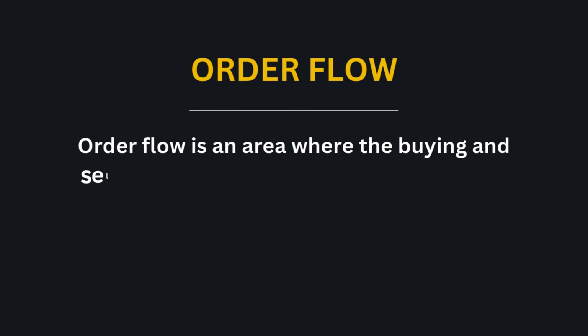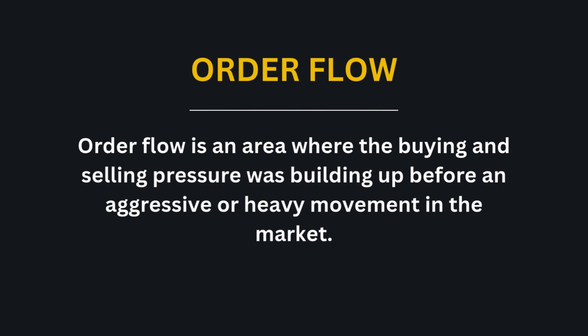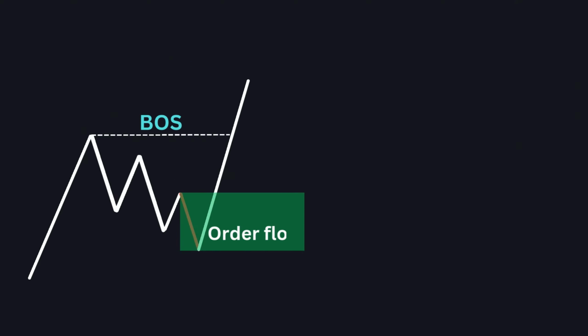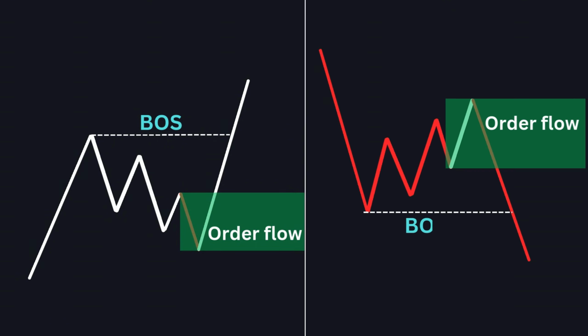Next we have the order flows. Order flow is an area where the buying or selling pressure was building up before an aggressive movement in the market. A bullish order flow is where the last bearish pressure was present before the aggressive move. And a bearish order flow is where the last bullish pressure was present before the aggressive bearish move.